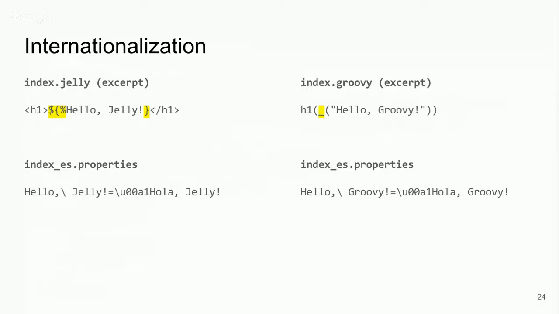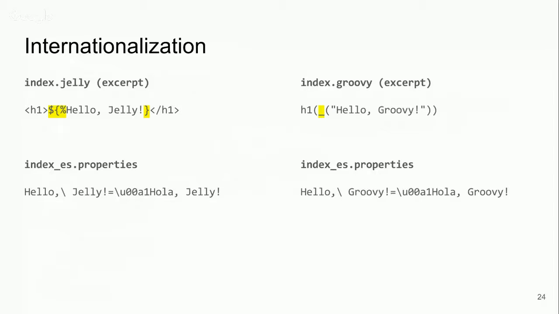Let's talk about internationalization. As you can see here on the left, we're doing the Jelly approach, and on the right, the Groovy approach. Let's talk about Jelly first. At the top, we have an excerpt of a Jelly view, and highlighted in yellow, you see the $ sign, the curly braces, and the percent sign. And this basically means everything between the percent sign and the close curly brace is to be treated as a localizable string.